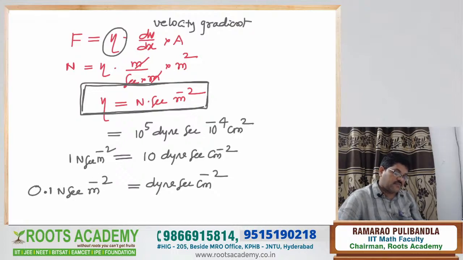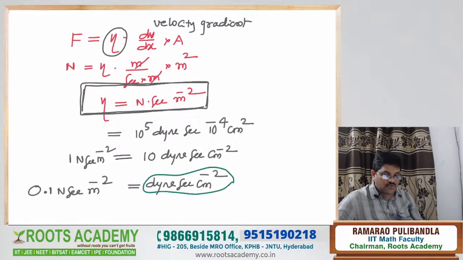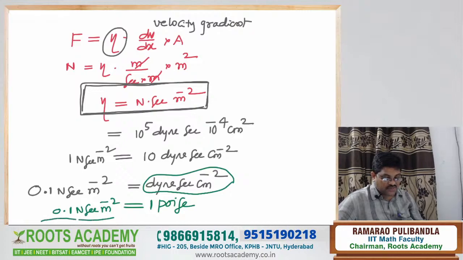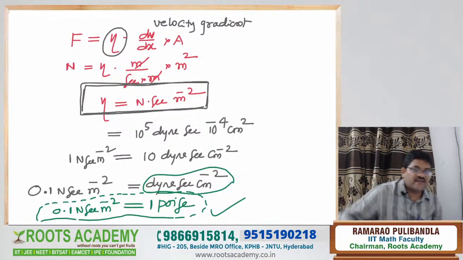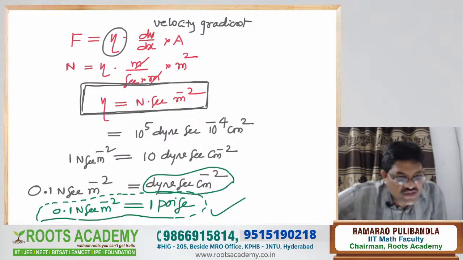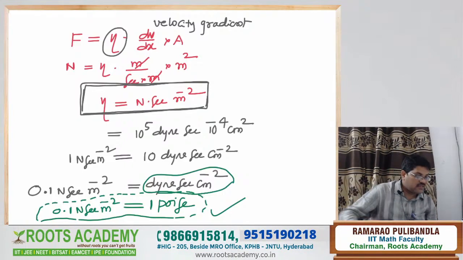Now this is very important. Actually, the coefficient of viscosity is measured in terms of the poise. Therefore, 1 poise equals 0.1 Newton second meter power minus 2. Tell me once again what I have said. 1 poise is equal to 0.1 Newton second meter power minus 2. That is the value of 1 poise, the unit of the coefficient of viscosity. So 1 poise equals 0.1 Newton second meter power minus 2.